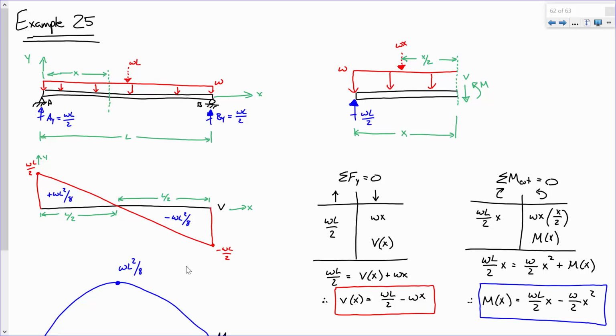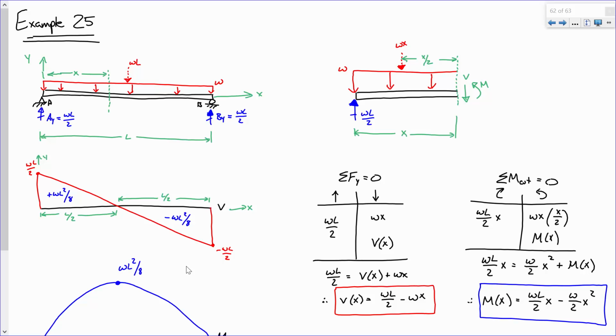So when I sum forces, I got WL over 2 going up. Going down, I got WX, and I got my shear. Solve for that, and that's what you get. Same thing for the moments. Sum moments at the cut. Got WL over 2 times X going like that. This side, I've got WX times X over 2, and I've got bending moment. Solve, and there you go.